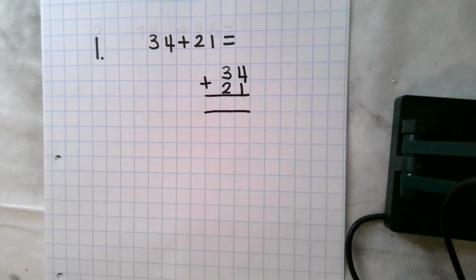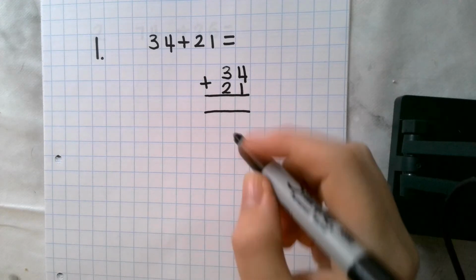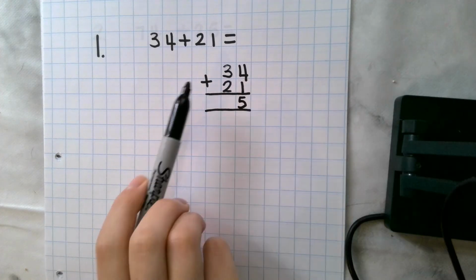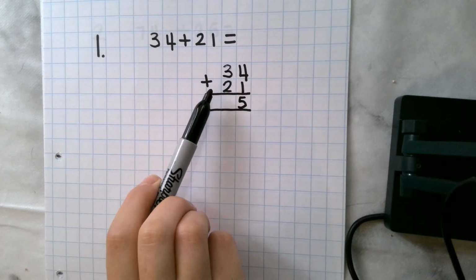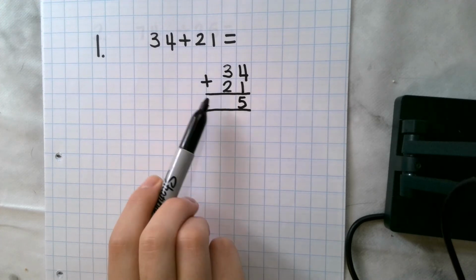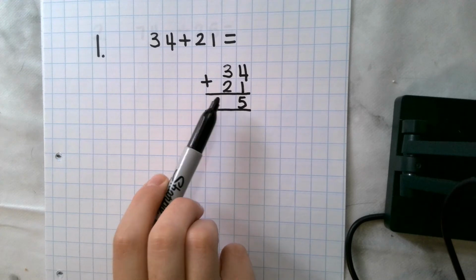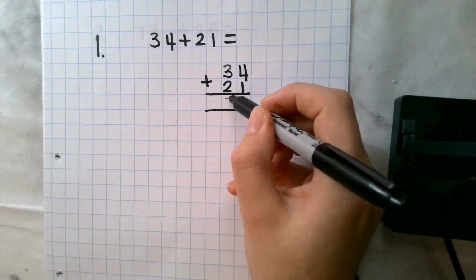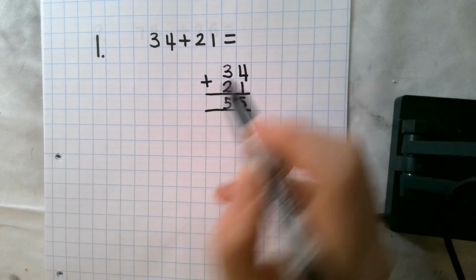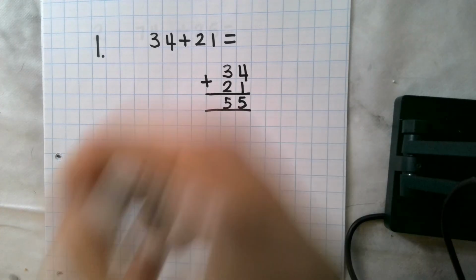underneath. Okay, so now I know that we need to work from right to left, so I know that 4 plus 1 is 5, and I know that 30 add 20 is 50. I'm not going to put the whole number 50 in that, I'm just going to put 5 to represent 5 tens. So my answer to that question is 55.